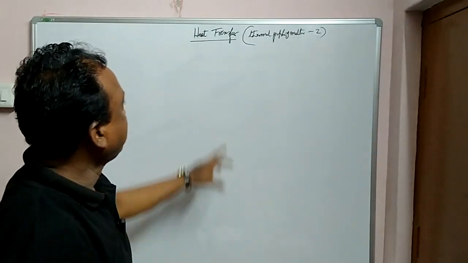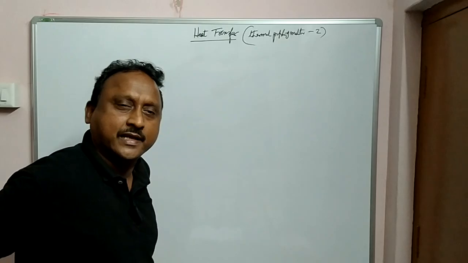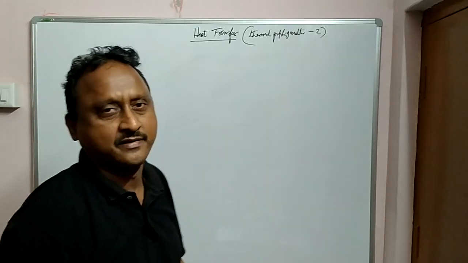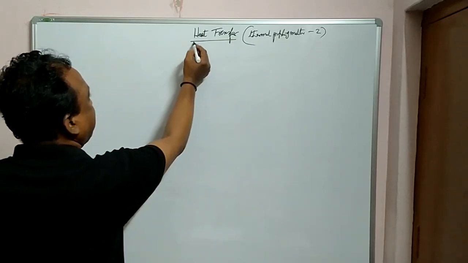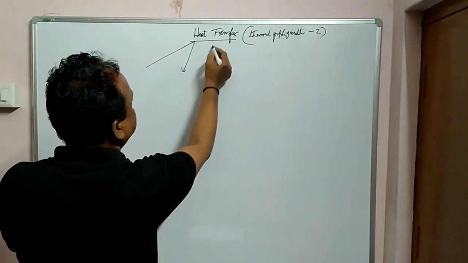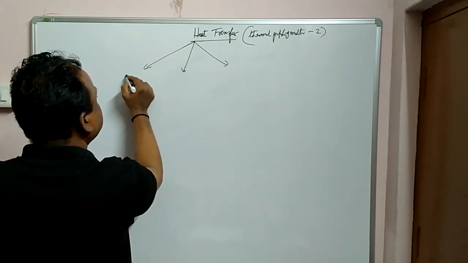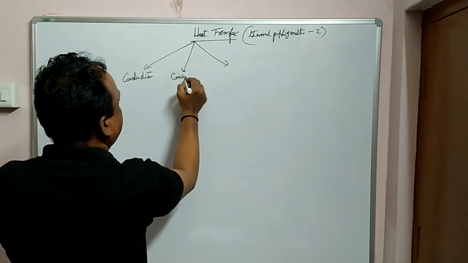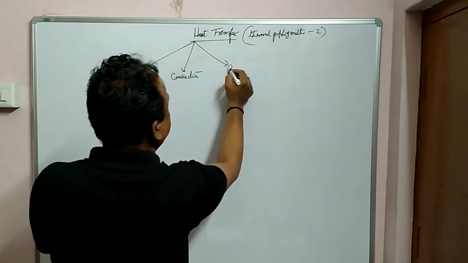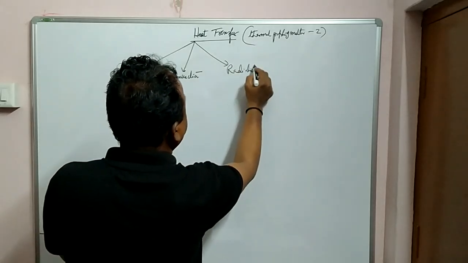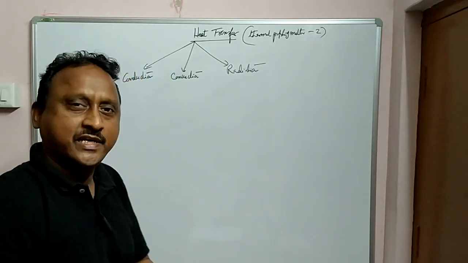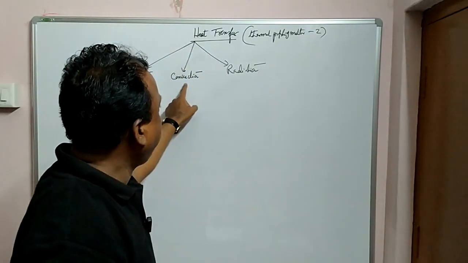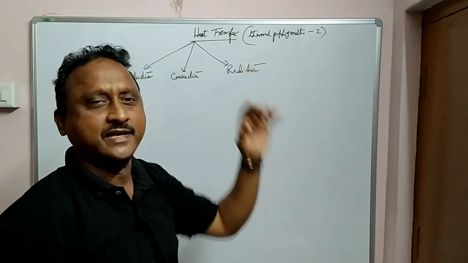In this chapter we'll be dealing with how heat is transferred, what the modes of transfer of heat are. In general, heat transfer is done in three ways. One is the conduction method, another is convection, and the last one is the radiation method. So heat can be transferred in three ways: one conduction, two convection, three radiation.